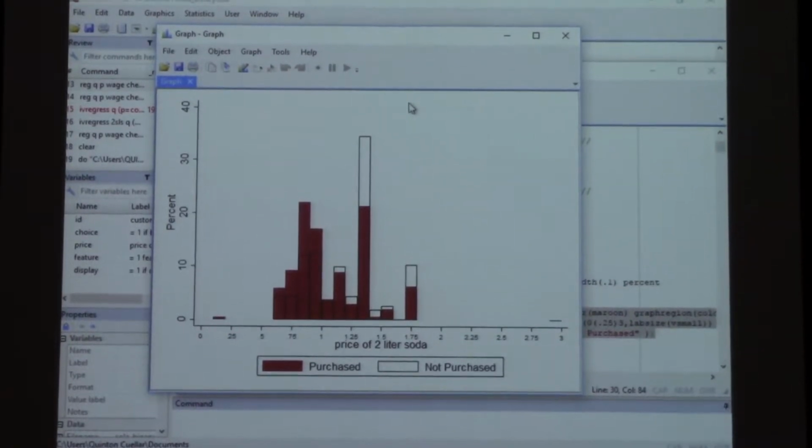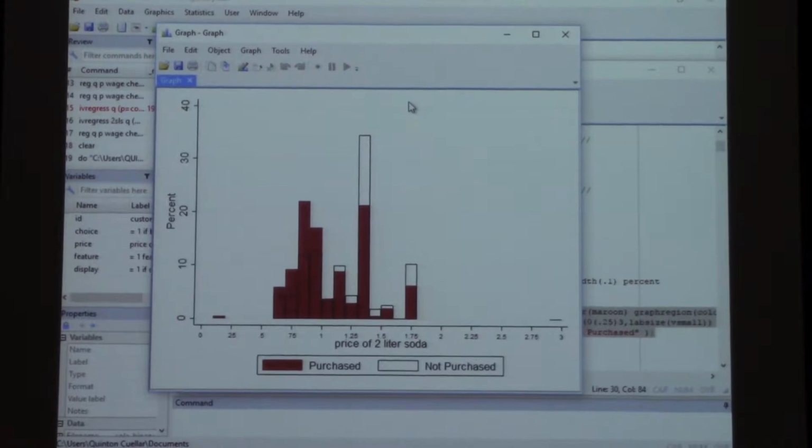It's not a huge difference. It's not like a real obvious difference, like you see one distribution here and another distribution here, where here's your average price when they purchased, here's your average price when they did not purchase. So we're not seeing an obvious separation of prices, but we are seeing a difference in the distribution of prices.